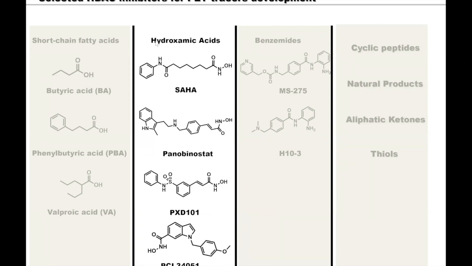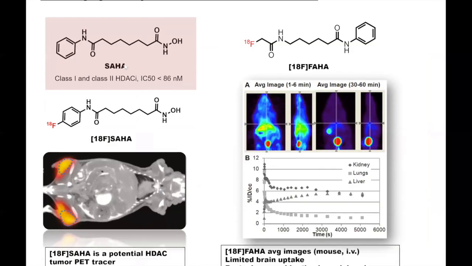Then we tried to test the hydroxamic acids. This is the most commonly reported HDAC inhibitor family, and SAHA is an FDA approved drug. Some people tried to label SAHA with F18 for tumor imaging. You can see here, still no brain uptake. For a very similar structure, which someone labeled at the other side of the molecule, they have uptake in the body, but not in the brain.